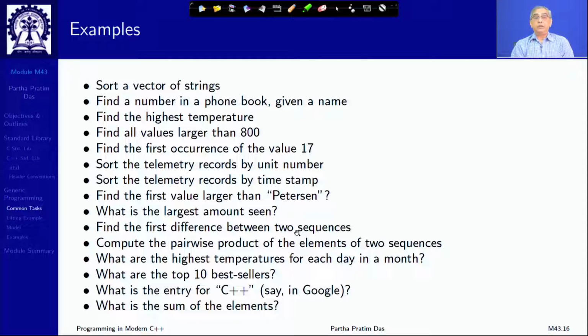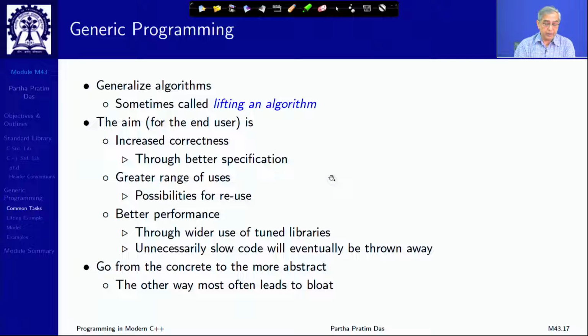So, here is just a jumbled list of some common tasks, like sorting a vector of strings, finding the first value larger than Peterson, finding what the entity for C++ is when you search in Google, and so on and so forth, which are generic in nature, but come from a wide variety of domains, for a wide variety of types, for a wide variety of possible values. So, instead of having to write separate specific code for these tasks, can we generalize? That is the basic question that we are trying to answer in generic programming.